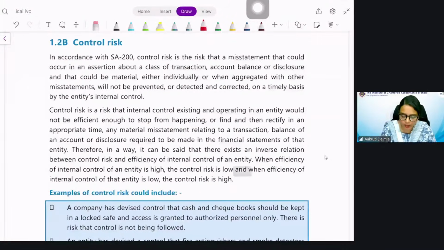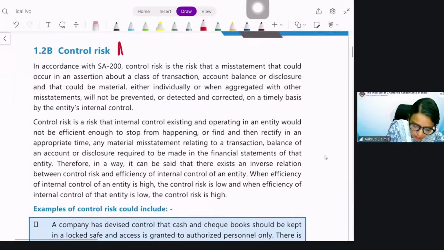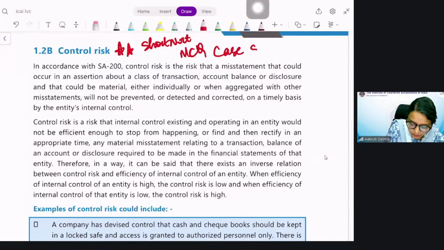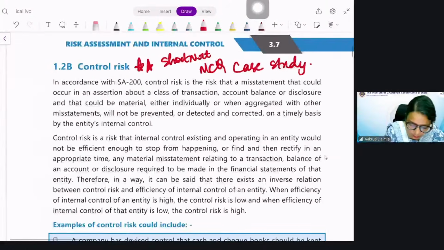Again, I'm mentioning that control risk can be asked as a short note, as an MCQ, or as a case study. In any form and structure, these topics will find their way into your audit exam. You will not write an audit paper without the words risk of material misstatement. Okay. So control risk.